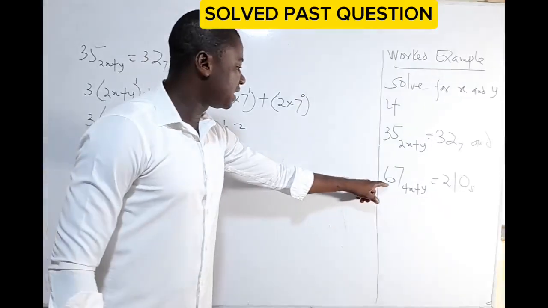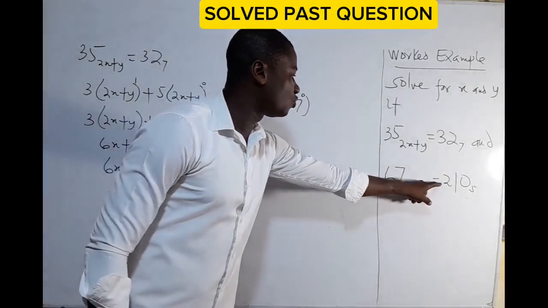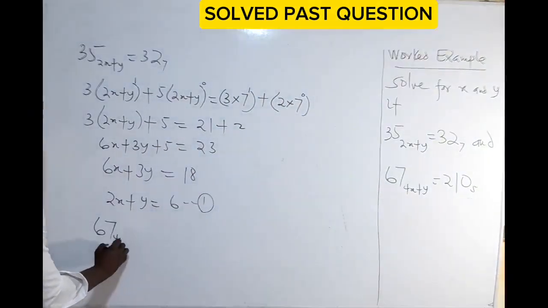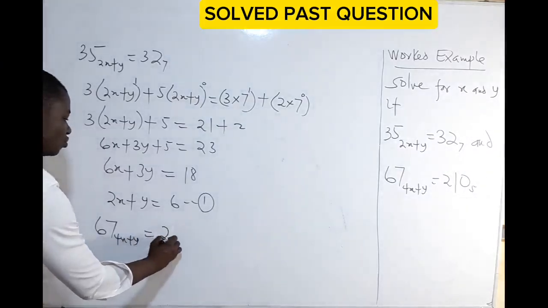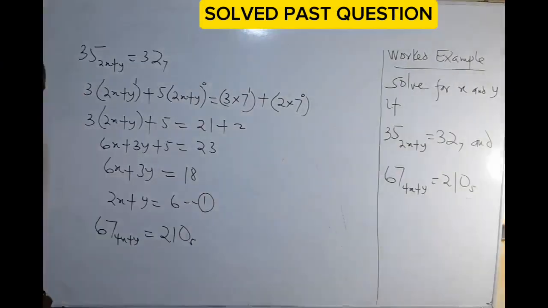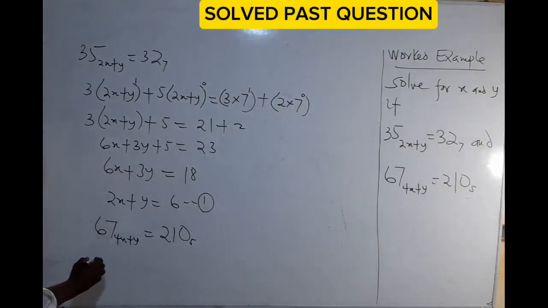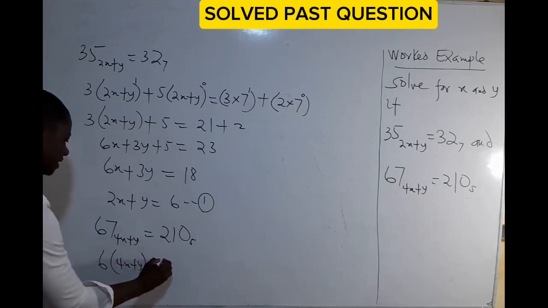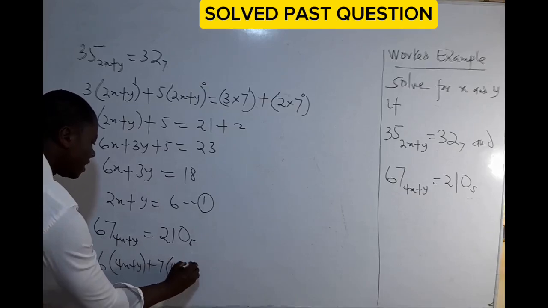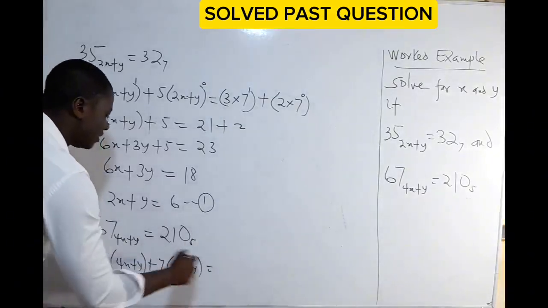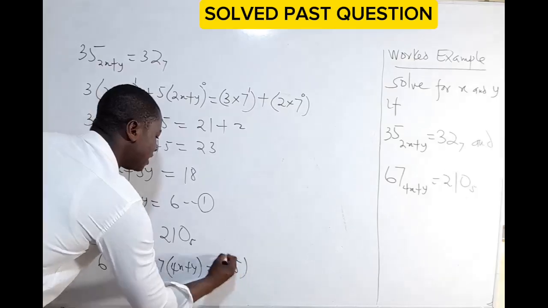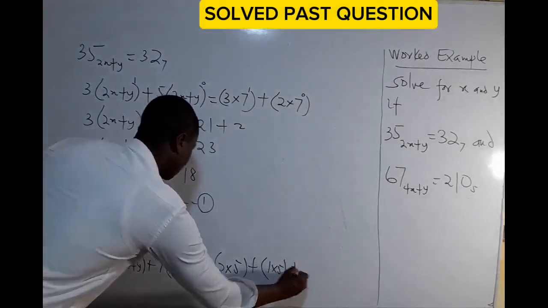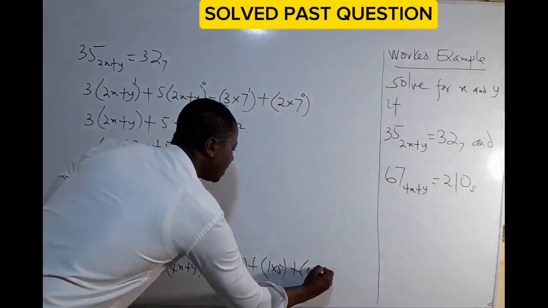Now from here, 67 base (4x plus y) equals 210 base 5, okay? So let's simplify that. We have 67, the base is (4x plus y). This is equal to 210, and the base is 5. So we multiply each digit by the base. So we have 6 times (4x plus y), then plus 7 times the same (4x plus y). That is the base. Then we are done with the left. Now on the right, 2 times 5, plus 1 times 5, plus then 0 times 5, okay?